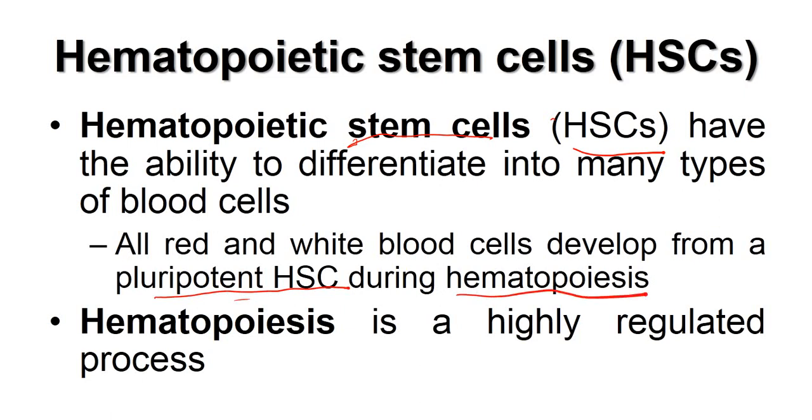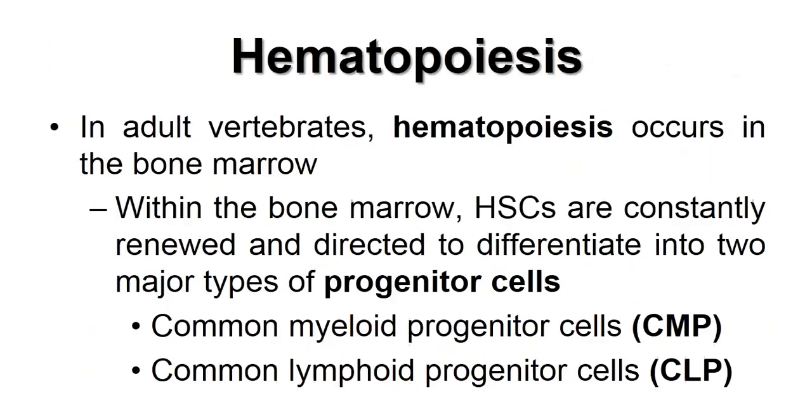Hem means blood and poiesis means formation. Thus, hematopoiesis is a highly regulated process. It's a very regulated process. This process gives them a remarkable capacity to differentiate into various types of blood cells, including RBCs, the WBCs, the platelets. This capacity makes them the pivotal players of the body's continuous production of blood cells. This is the process called hematopoiesis.